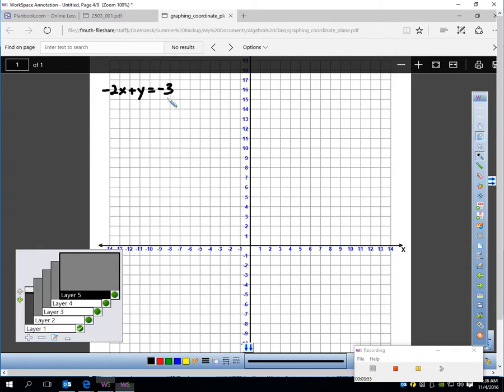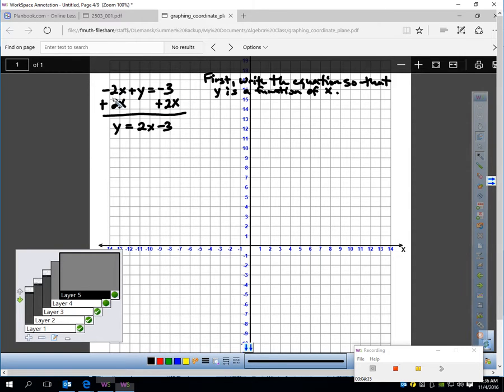So here was the problem, -2x plus y equals -3. They want us to graph it. Here's the first thing I'm going to tell you to do. Let's get in the habit right now of, starting today, writing these equations so that y is a function of x. In other words, remember, that means get y by itself. So to get y by itself, we're going to add 2x to each side, and we'd have y equals 2x minus 3. Now, if you write it in this form, it's going to be very easy to make a table.